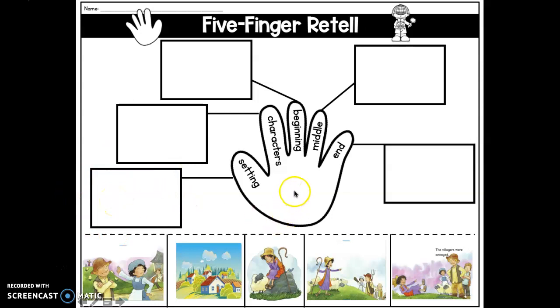Then we want you to think about which of these pictures show the characters of the story and not a beginning, middle, and end part of the story. And then you're going to look at the pictures and decide which of these pictures shows what happened in the beginning of the story, what happened in the middle of the story, and what happened in the end of the story. So you're going to cut these out one at a time and glue them down where they go.